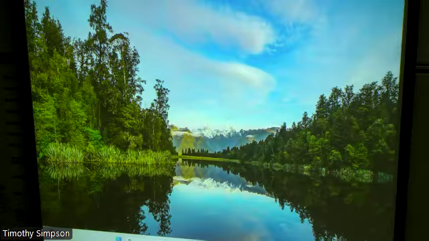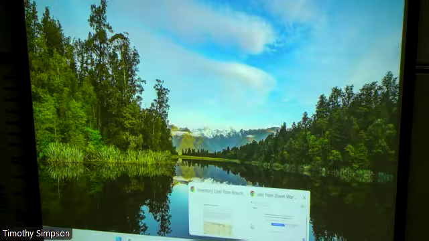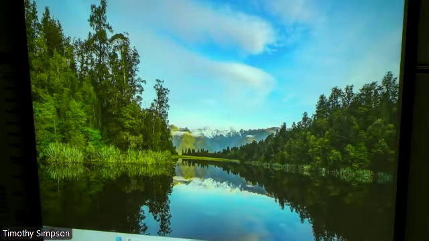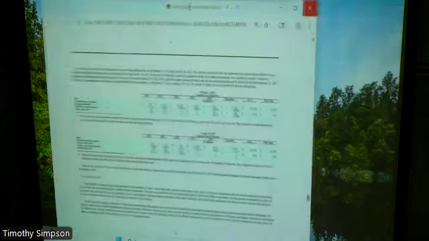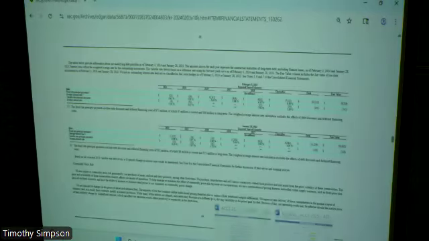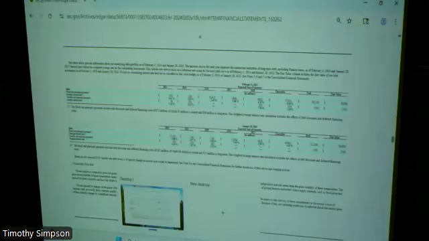Let's see, I'm trying to pull up a browser. I just want to show you an example of a financial statement, and I'm going to go with Kroger here. Okay, I'm going to pull this over here so you can see it and talk about what's going on here.